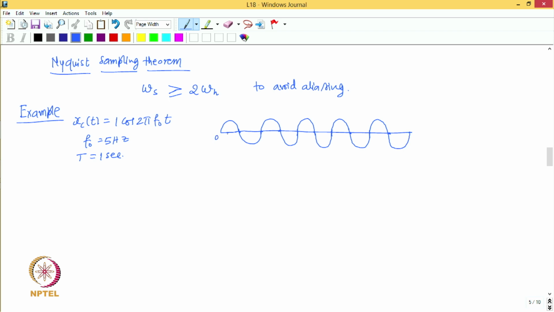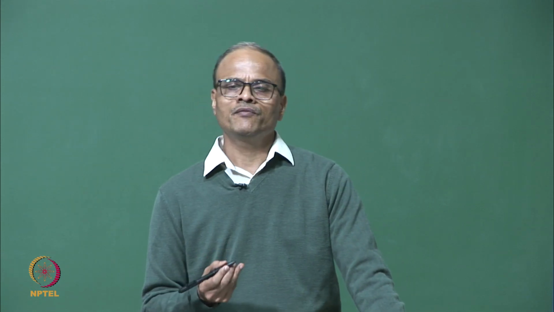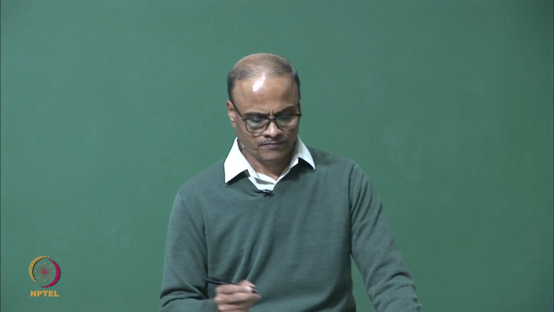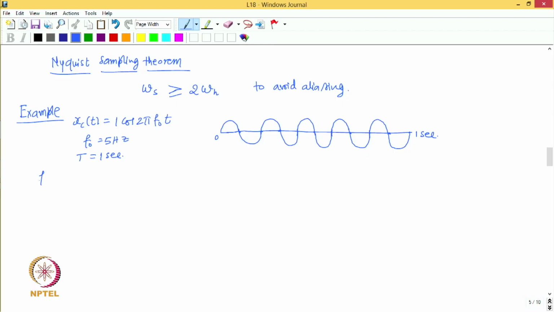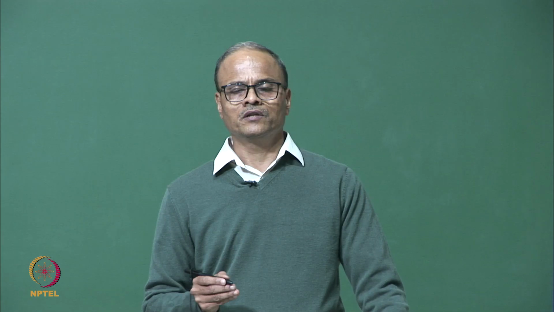So, this is 0 and this is 1 second. Let us now use a sampling frequency of 12 hertz to sample the signal. So, let Fs is equal to 12 hertz. With this sampling frequency there will be 12 samples in 1 second. Let us now discretize the signal using this sampling frequency, and let us sketch the discrete signal.